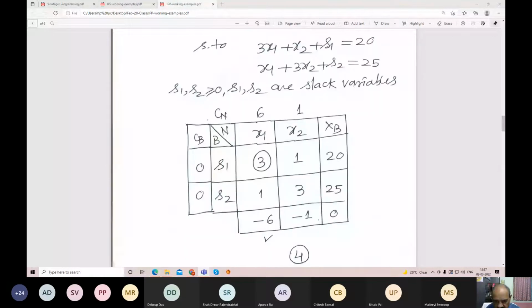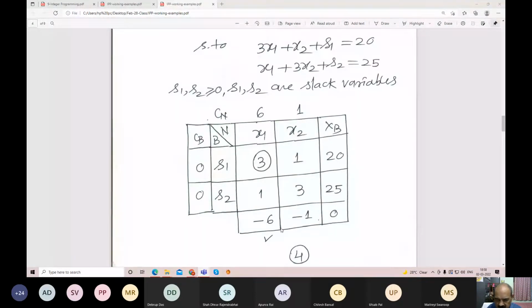So this is the initial simplex table, and we are considering the condensed one, not the extended one. A smaller table, not a bigger table. The basic variables are S1, S2. Non-basic variables are X1, X2. The first row: S1 plus 3x1 plus x2 equal to 20. Then S2 plus x1 plus 3x2 equal to 25. And we have indicator row elements -6 and -1.